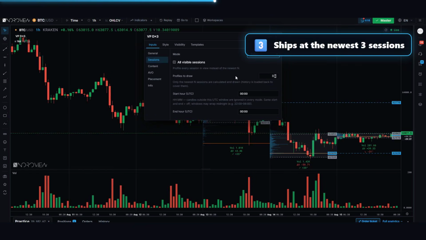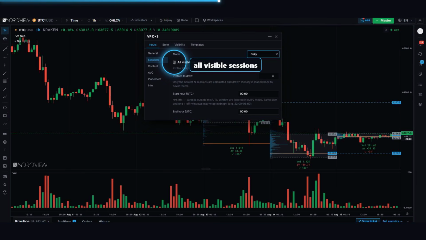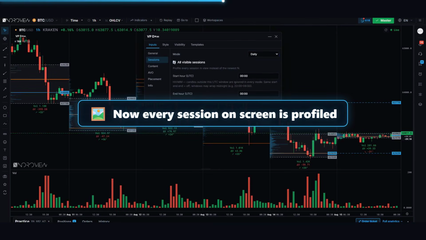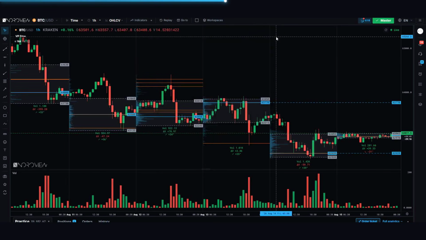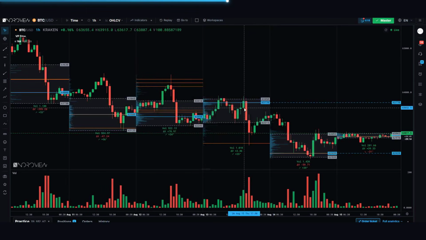It shows the newest 3 sessions to keep it quick. Or tick all visible sessions and it profiles everything on screen. Let me do that so we can see the full structure. Same tool, different lens, depending on your time frame.